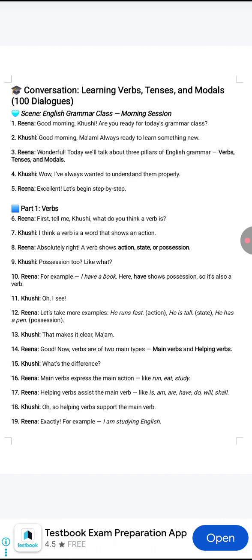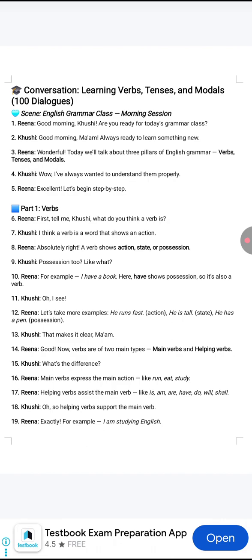So let's understand these topics, verb tenses and modals, with the help of a conversation between two persons. So let's start with Reena. Good morning, Khushi. Are you ready for today's grammar class? Good morning, ma'am. Always ready to learn something new. Wonderful. Today we will talk about three pillars of English grammar. It's verbs, tenses, and modals.